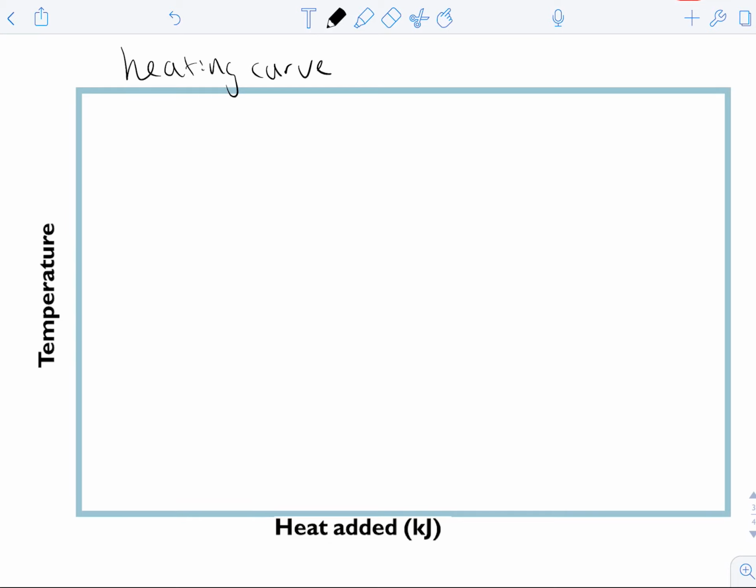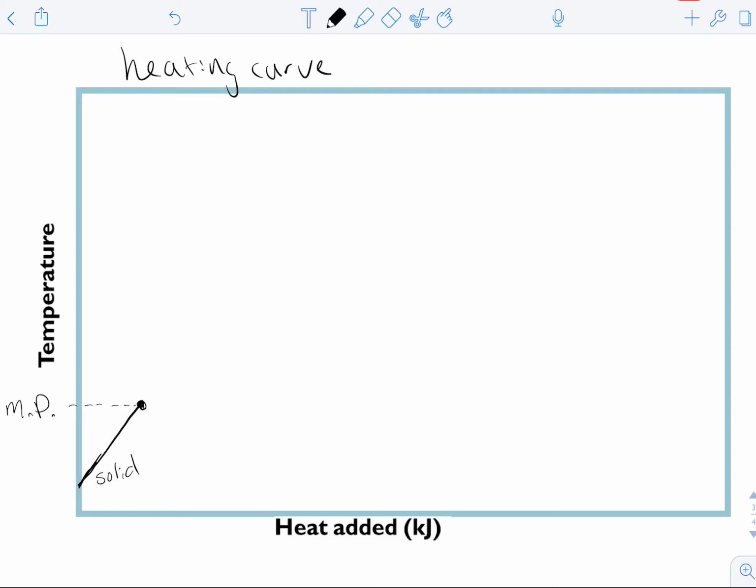So on our left and bottom, we have the lowest temperature and the least amount of heat. We start here at whatever temperature we want to start at, but we start as a solid, right? So we have a solid at some temperature, and as we increase in temperature, we increase the amount of heat added to the substance until we reach our first point on our heating curve. This first point is going to be our melting point. Just put MP for melting point.